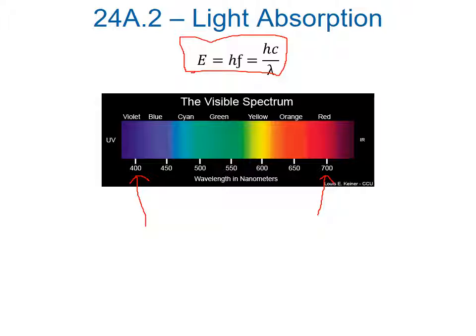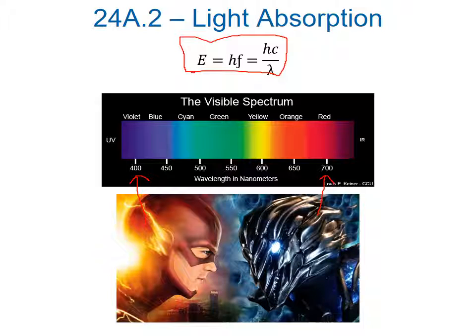So using that information, can we tell whether the Flash or Savitar actually has higher energy? We should be able to see very clearly that the Flash actually has lower energy because he's red and has a longer wavelength, and Savitar, being blue, has higher energy, which is maybe why they are such formidable opponents.